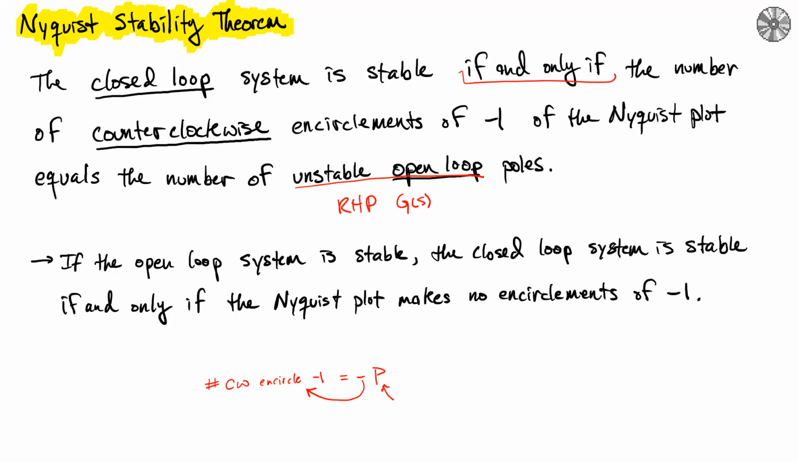And so a corollary to this says that if we already have an open loop system that is stable, then the closed loop system is stable if and only if this Nyquist plot doesn't make any encirclements of -1. So if you have an open loop system that's stable, there can be no encirclements of -1 if you want your closed loop transfer function to be stable.